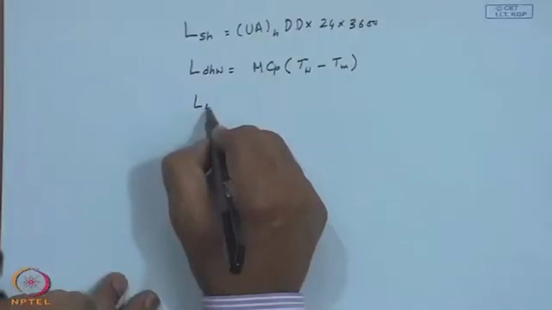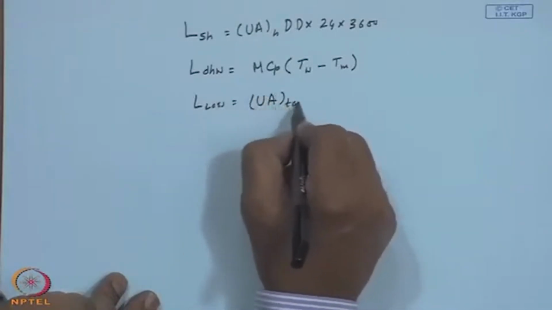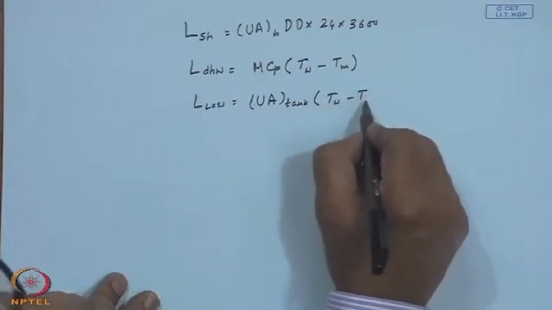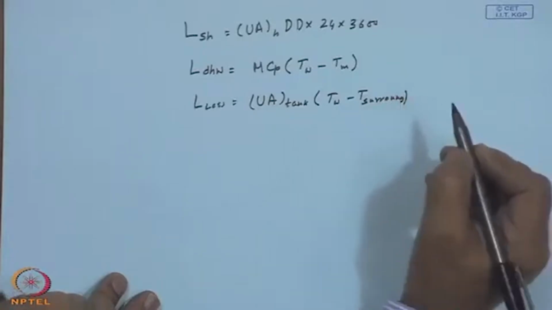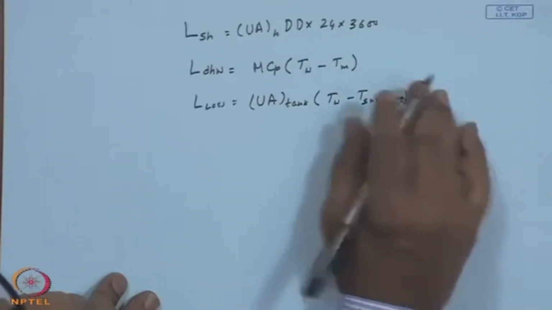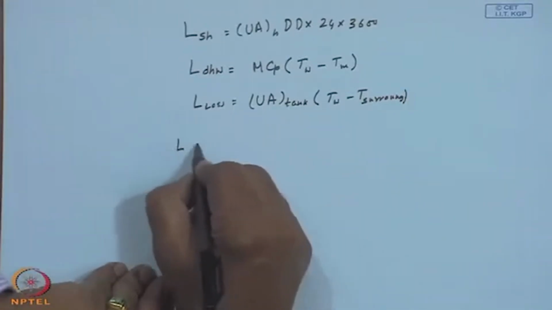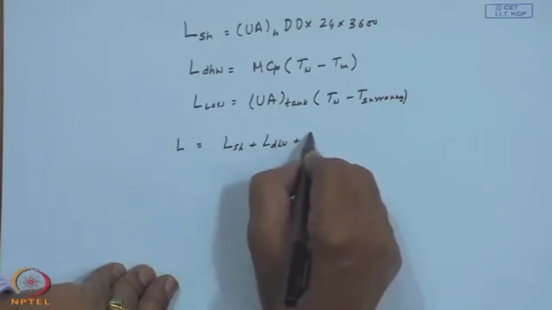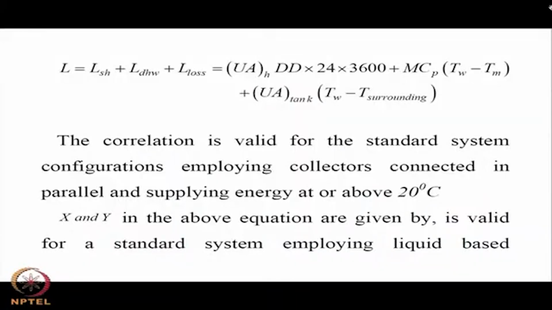And of course, L loss from the tank is based upon the UA of the tank, which you can either estimate or take from the manufacturer specifications, and the temperature difference available for the losses will be T w minus T surrounding, which may be different from the ambient temperature. So, L will be L S H plus L D H W plus L loss. That is what we have written in detail, each term contained.